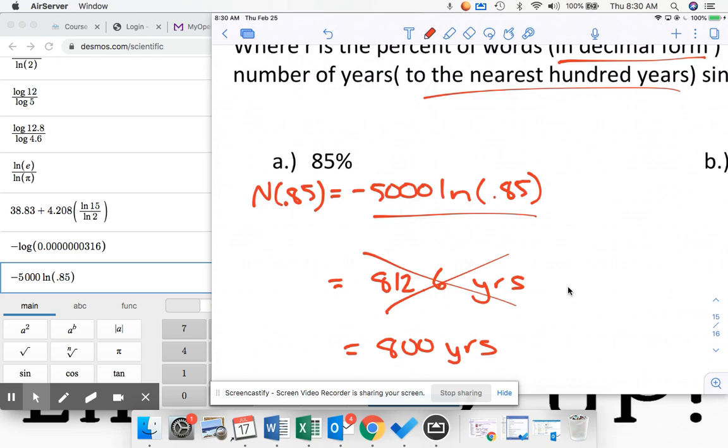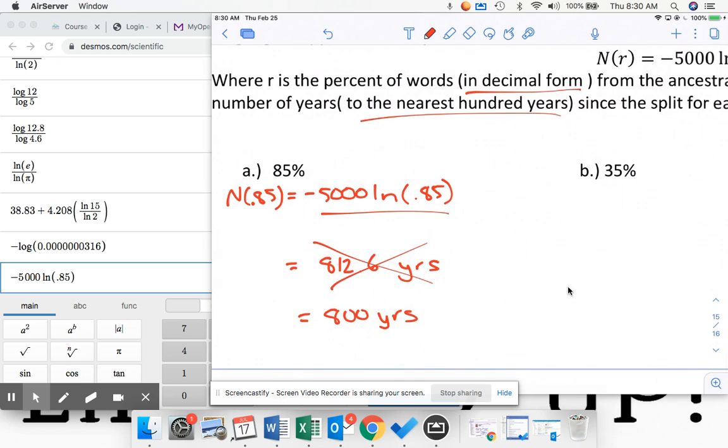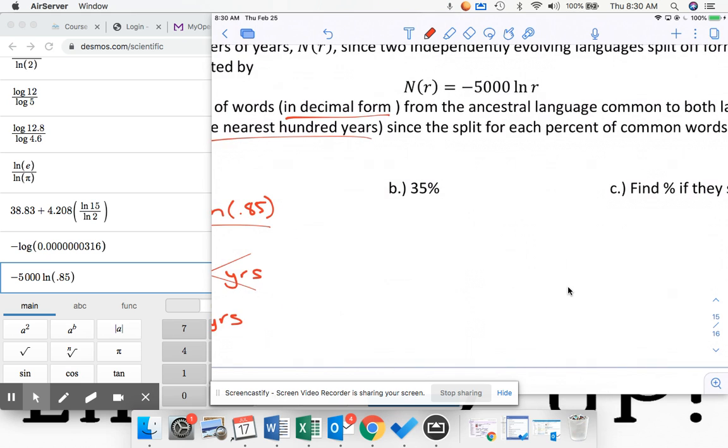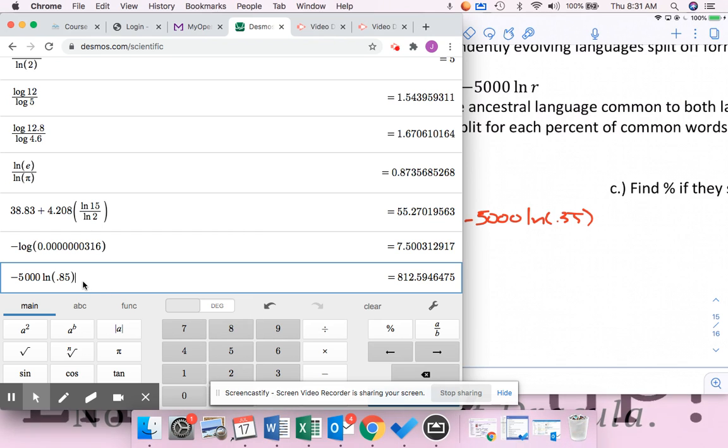Because this isn't a very accurate equation. We're talking about languages here, right? Who can pinpoint a language to 0.6 of a year that it changed? So we're saying 800 years about the split. All right, let's do it again. We got another percent here. We have n of 0.35, negative 5,000 ln of 0.35. Jump back over to the calculator, just change that to a 3.